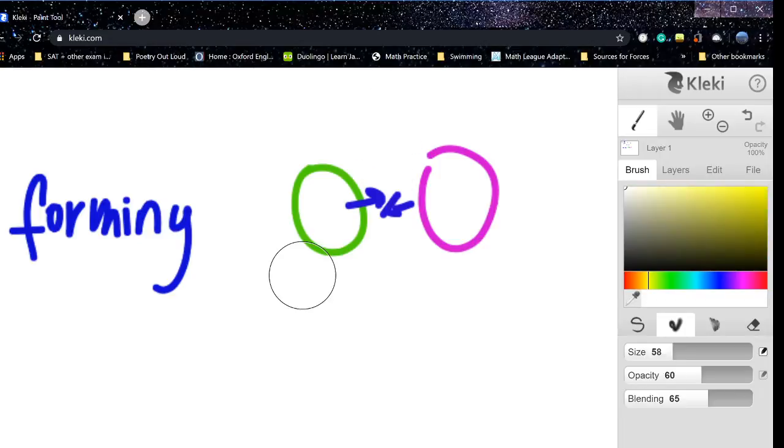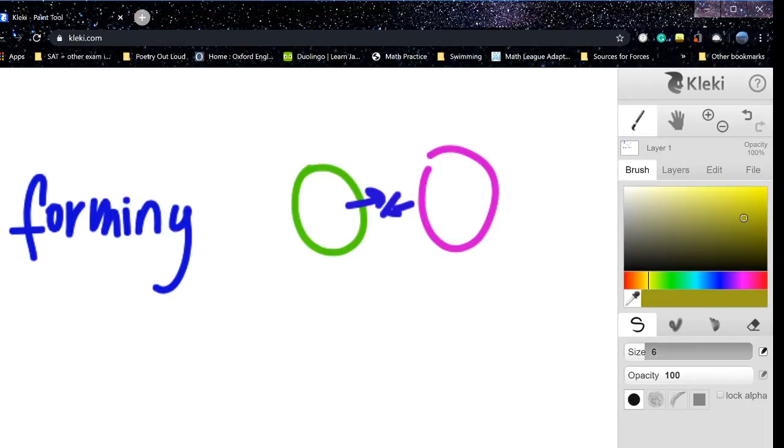That is not what I want. That is not what I want either. Oh my goodness. Okay, well, we're just going to pick a brighter yellow.